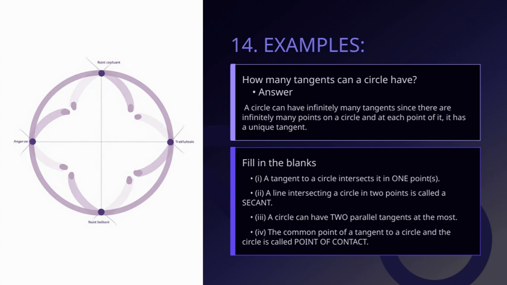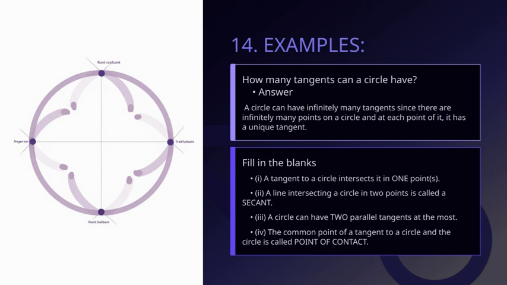Moving on, a line that cuts through a circle in 2 distinct points is known as a secant. It's like a line passing through the circle, creating 2 intersection points. Lastly, a tangent to a circle touches it at exactly 1 point, which we call the point of contact.